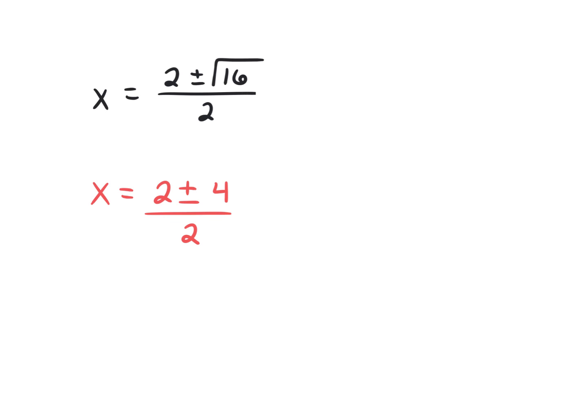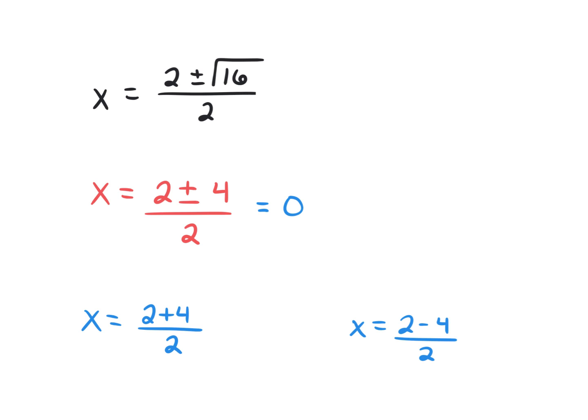Okay. What kind of throws it off right now is this plus or minus. Remember we have this equal to 0. Can I split this up? Yes. Because one of these options can be 2 plus 4 divided by 2. What's the other option? 2 minus 4 divided by 2. Now we can actually find those solutions.